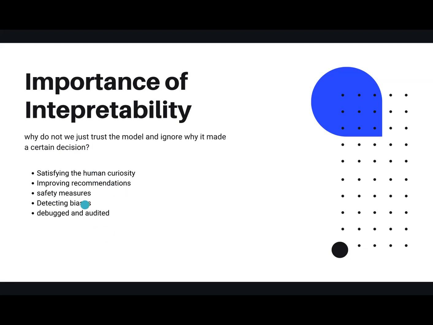For safety measures, as we said, for different systems, there are some critical systems where we need to make sure that we understand how they work. Detecting biases against, of course, people of color or minorities. And the most important thing, which is debugging and auditing your model, making sure that it's still working and it's not making stupid errors, right?